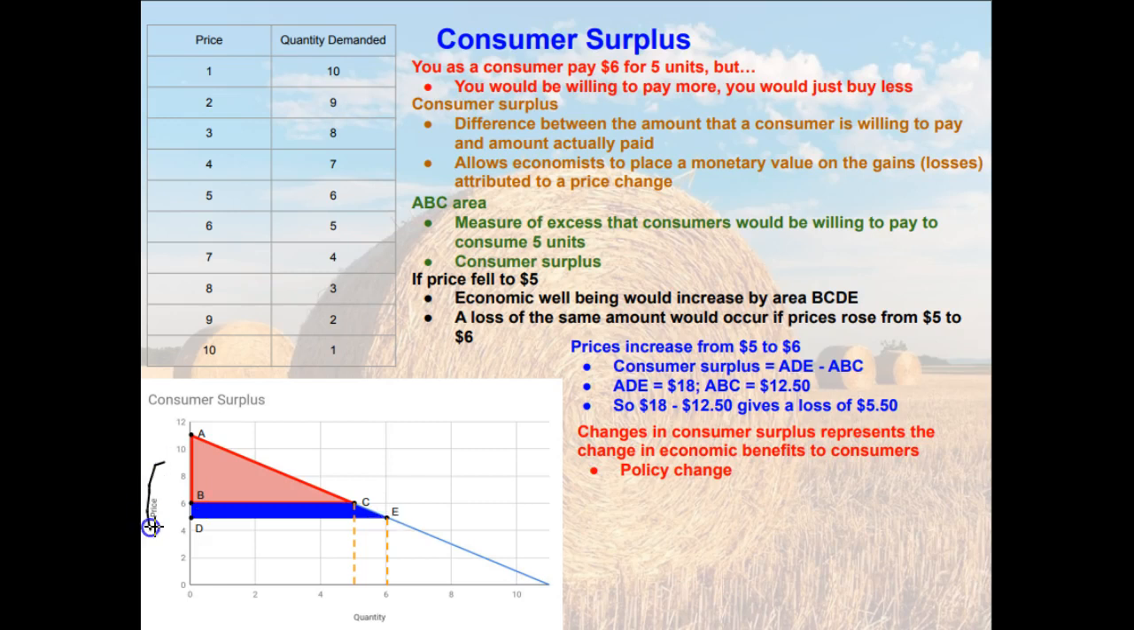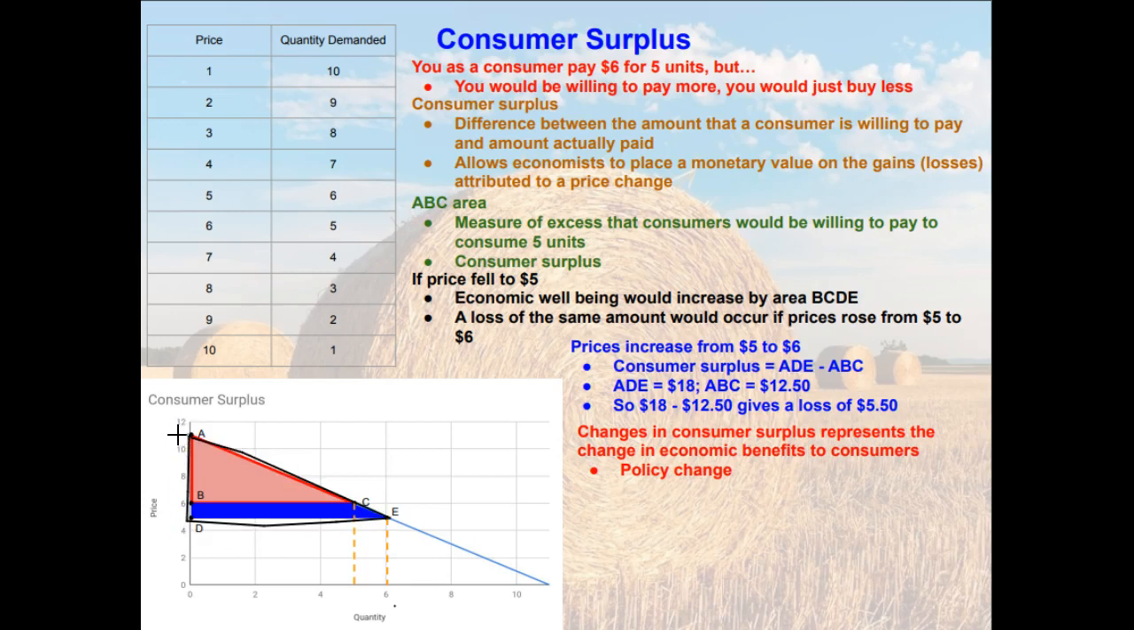Remember that this is prices over here, and this is quantity down here. So it's going to be showing us how much we're actually spending in this area. So this area that is highlighted is the total amount of money that is being spent. So we're going to calculate the area of the triangle ADE. So how do we do that?